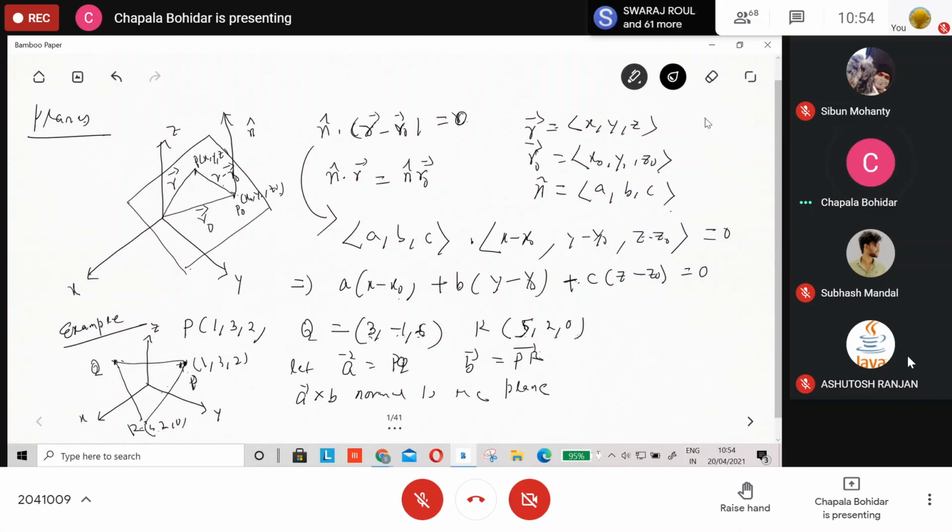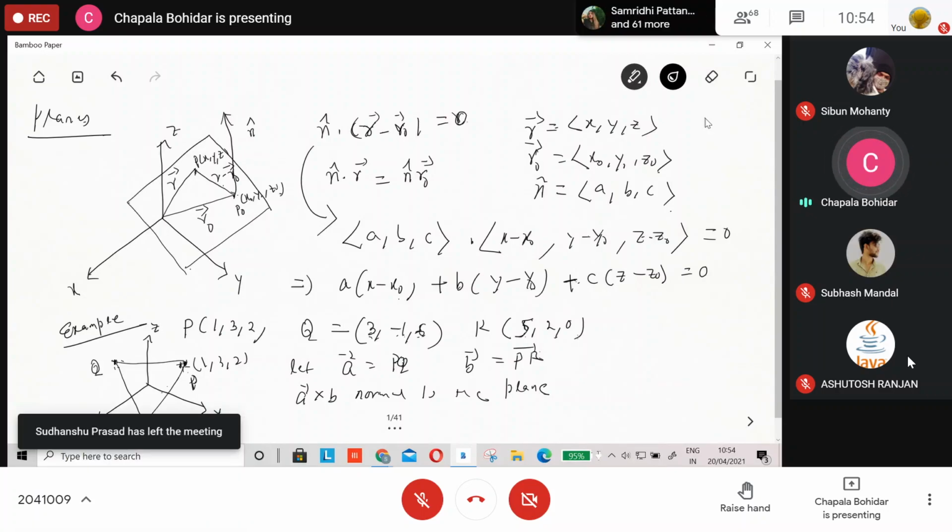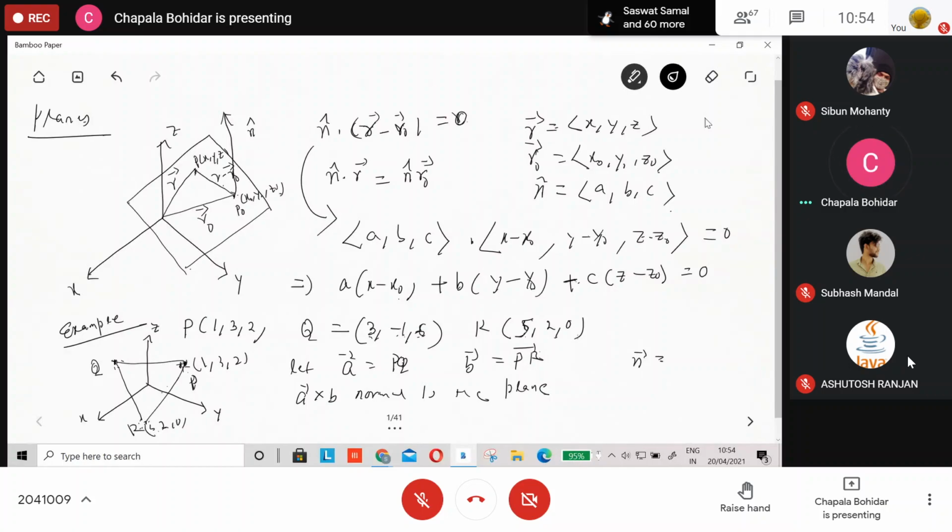Clear? You may consider RP, RQ. You may consider QP, QR. Two adjacent sides by considering at one point, and the normal vector we can find out from this by the cross product. So it is our A cross B. So now find out your normal vector A cross B.